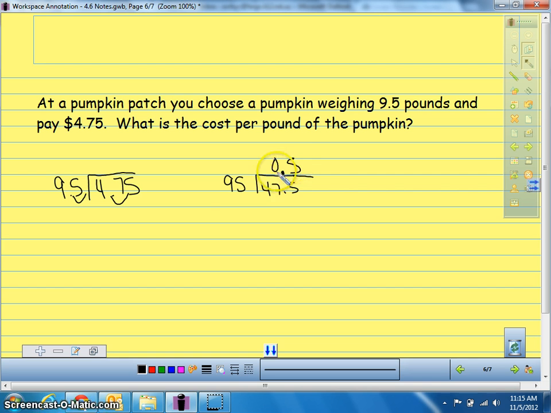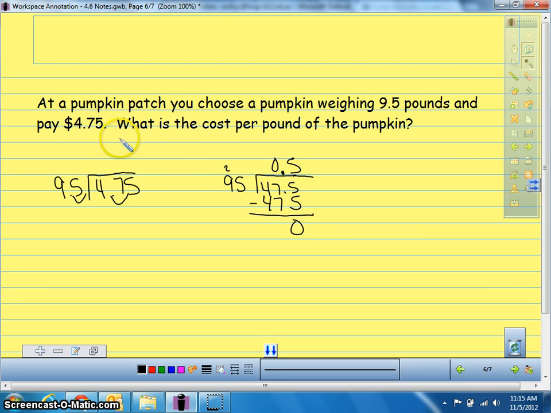So now I got to multiply. 5 times 5 is 25. So I put my 5 down and my 2 up. What's 5 times 9? 45 plus 2 is 47. Look at that. It paid off. What happens when I get 475 minus 475? Nothing. And there's nothing more to bring down. I am done. So 0.5 is my answer.